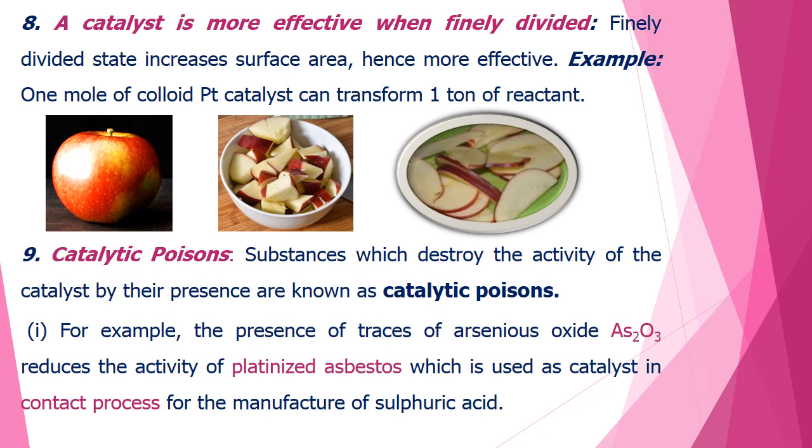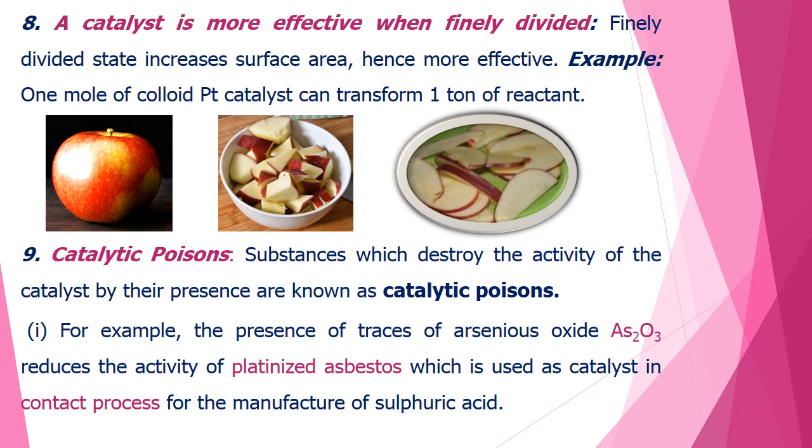A catalyst is more effective when it is in a finely divided state. To explain this point, I have taken the example of an apple. See here in the first figure, we have the apple. Catalysis is a surface phenomenon. So see the apple surface. We know it is purely red in color, no other color is there. Red and yellow in color.